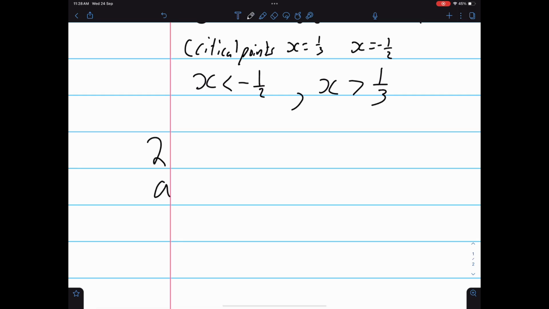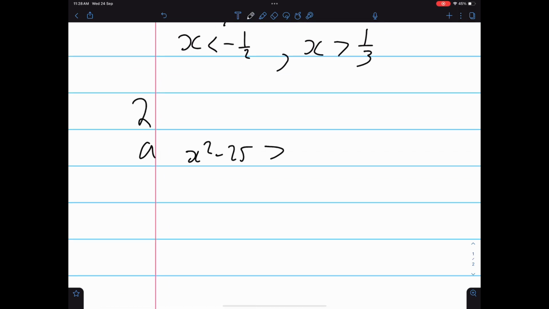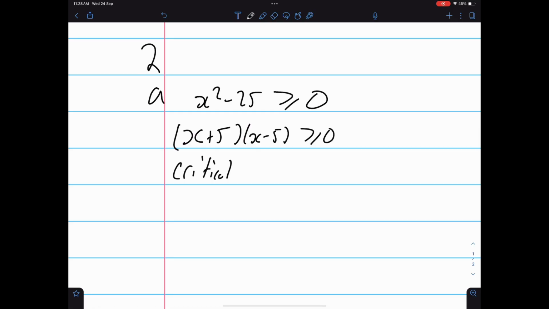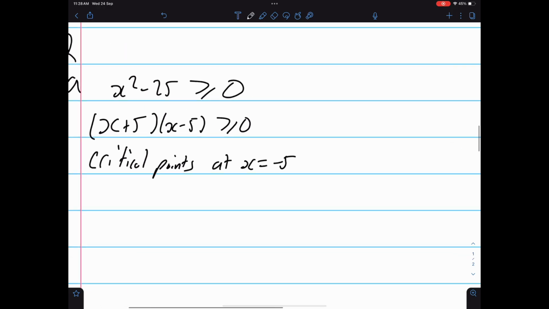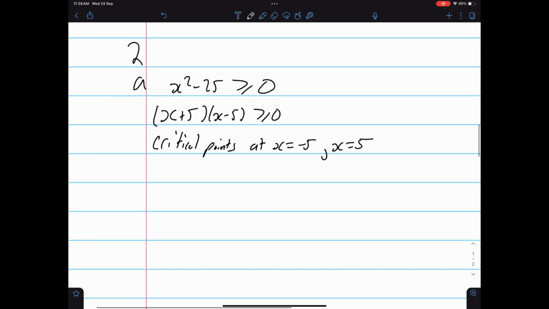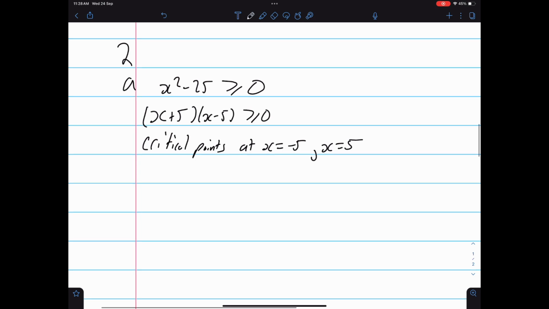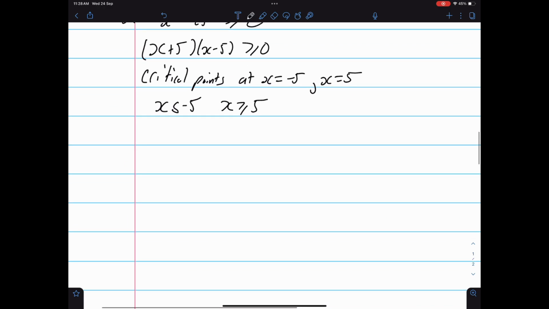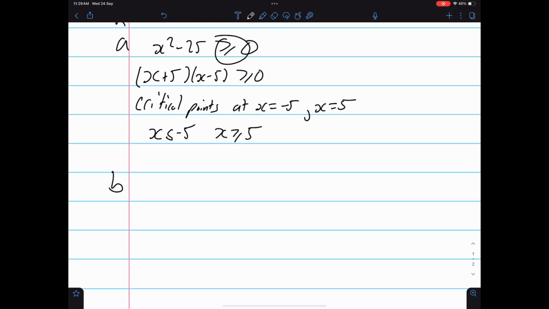Two. A, okay, x squared minus 25 greater than 0. Let's factor it. Critical points at x equals minus 5, x equals 5. And remember, the x squared is positive, so it's a U-shaped parabola. And if we want to go greater, we're going to have to go less than the smaller one and greater than the bigger one. And I should note, it's obvious, but keep the same sign.